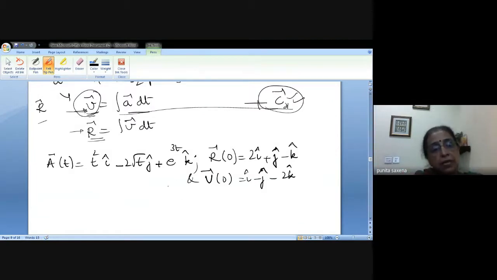Okay, so that means we need as many conditions as we have constants of integration. So if we are integrating only once, we need one condition. If we are integrating twice, we need two conditions.